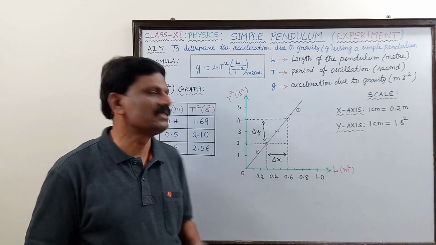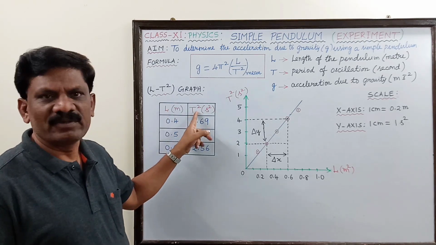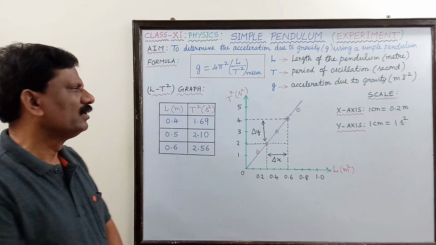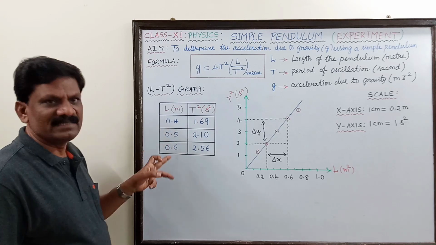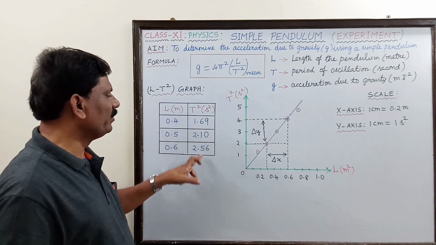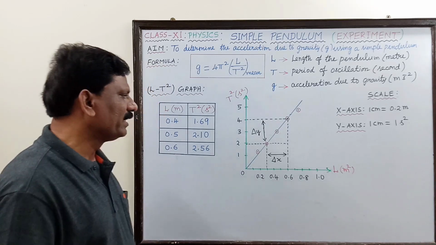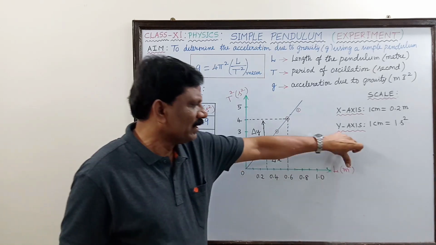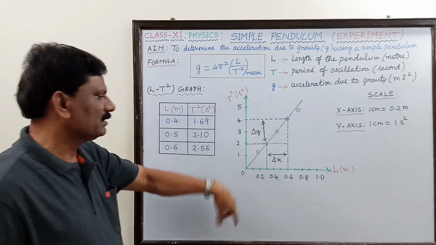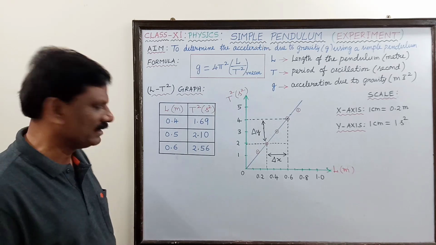Now, whatever readings we have already taken in the observation table for L and T square, I have summarized once again. This is for drawing the L versus T square graph. So, we took the three different lengths 0.4, 0.5 and 0.6 meter. The corresponding T square value I have written. Now, a graph has to be drawn by taking the length along the x-axis and T square along the y-axis. So, L in meter is taken along the x-axis, T square in second square is taken along the y-axis.